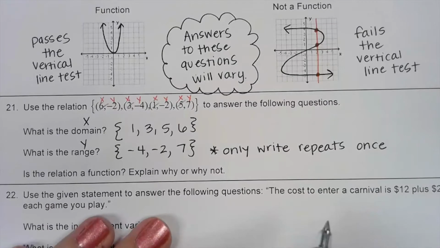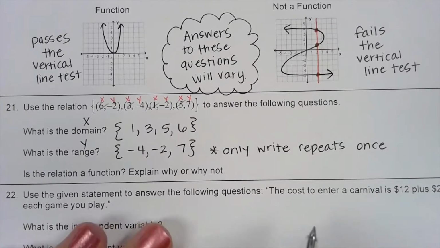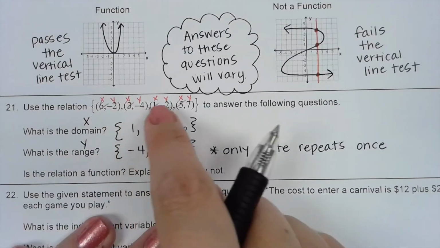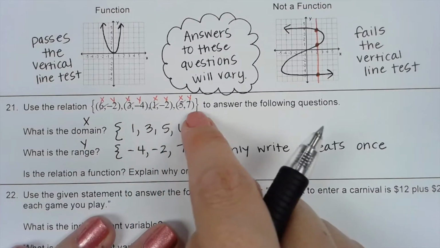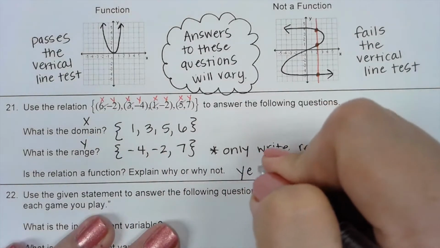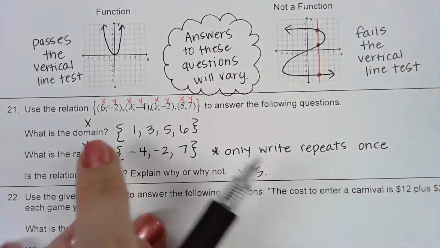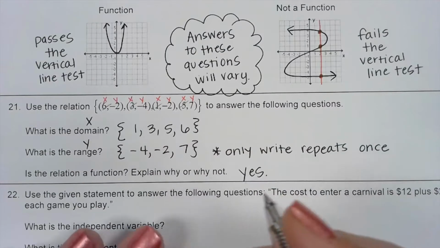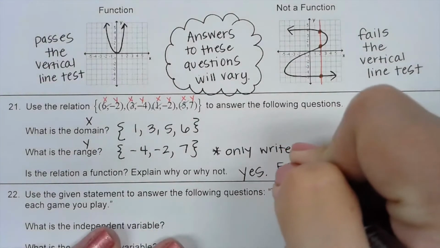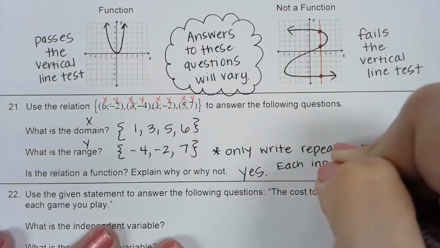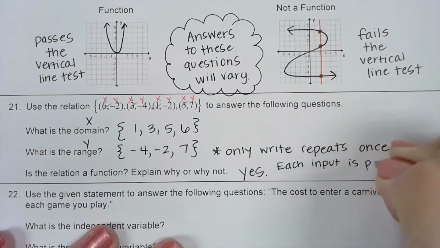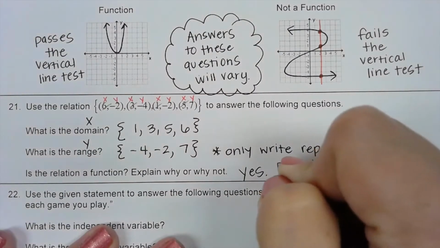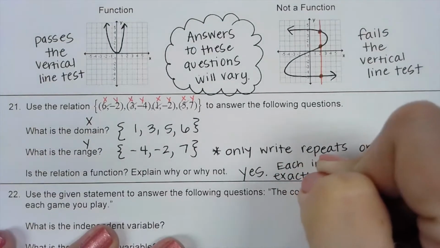The last part says, is the relation a function? And it wants you to explain why or why not. So 6 goes with -2, 3 goes with -4, 1 goes with -2, and 5 goes with 7. It is a function. It's okay if the range repeats itself. It's just not okay if the domain repeats itself. So you can say each input is paired with exactly one output.